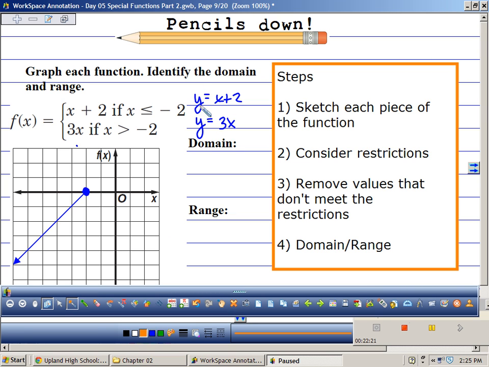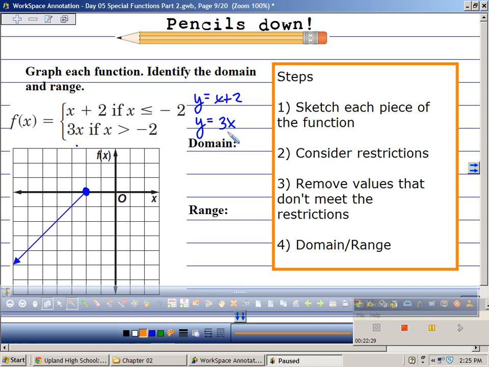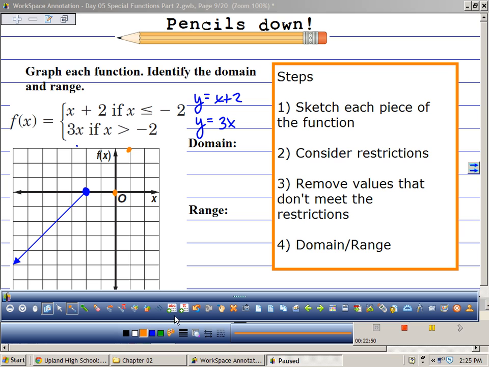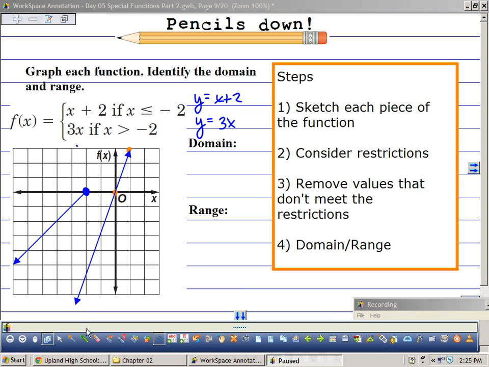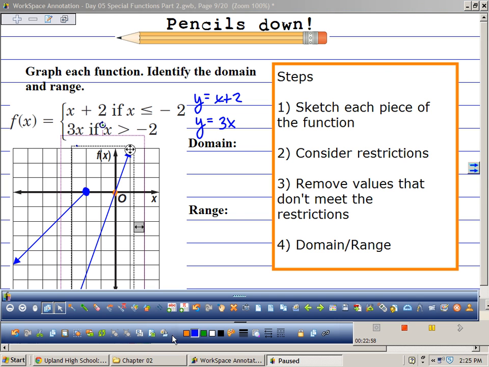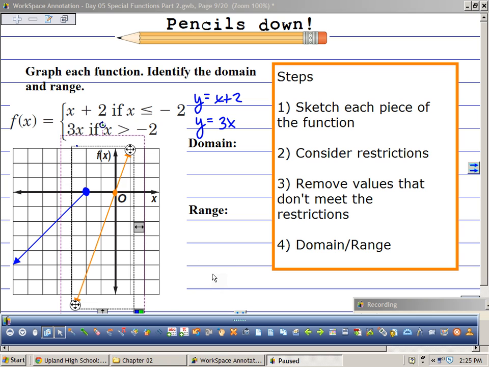Change my color. Y equals 3x. What does that behavior look like? Steep, right? It starts at 0, 0, because there is no y-intercept. Guys, I need your attention. It starts at 0, 0, and it has a slope of 3. 1, 2, 3 over 1. Here's my line. Make it orange. There we go.